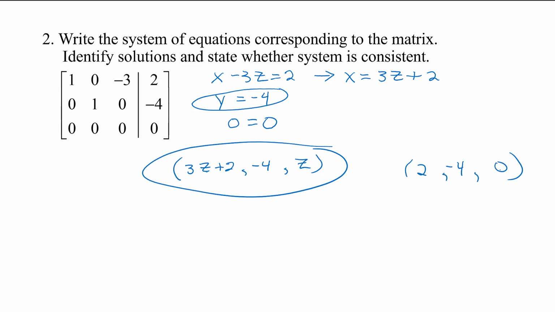So what we would say here is this system is consistent because we do have at least one solution, but our solutions are what we call dependent. Dependent on what z is, if you think of it that way.